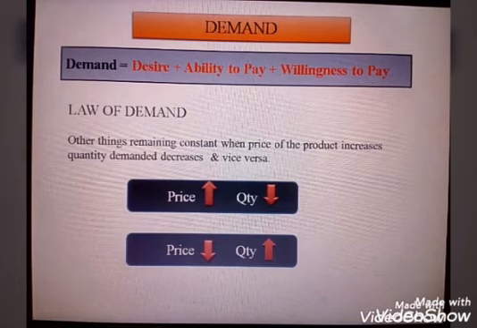Then about willingness to pay. It is that he should be ready to buy the product. If all these elements are present, we can say that the particular product has demand.